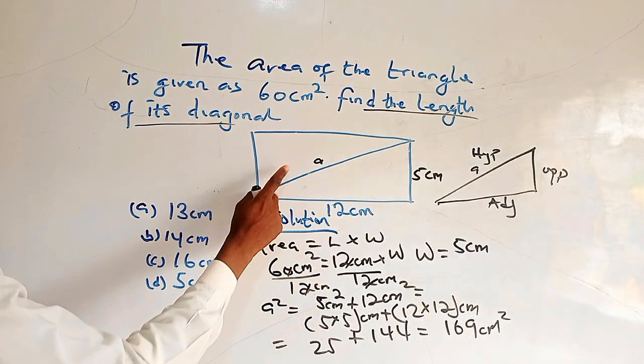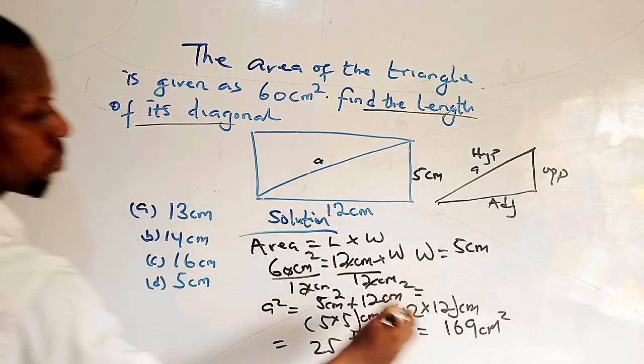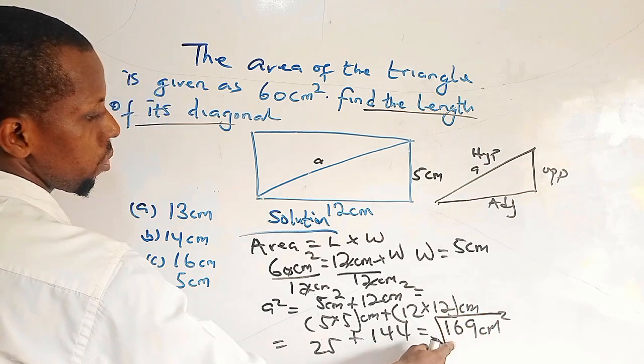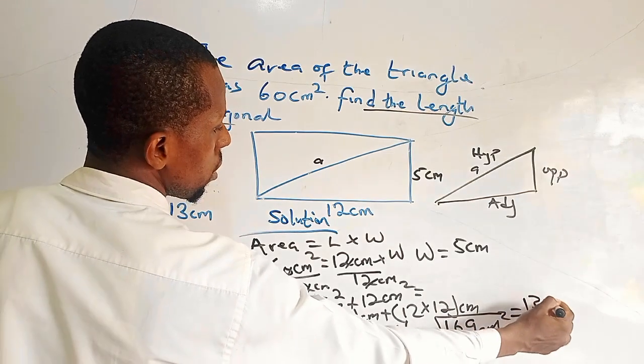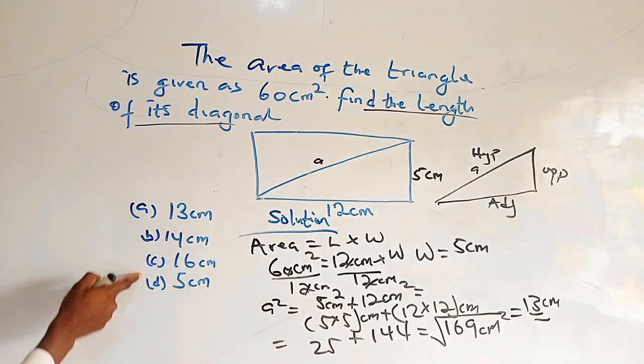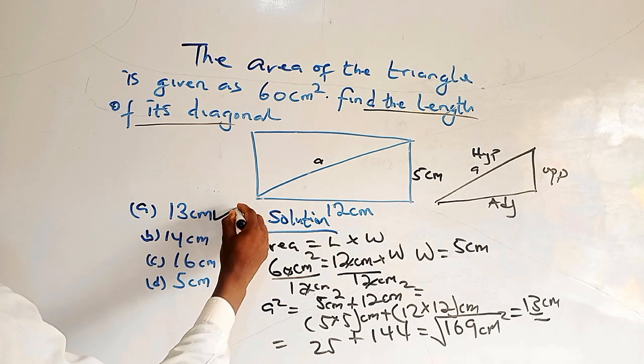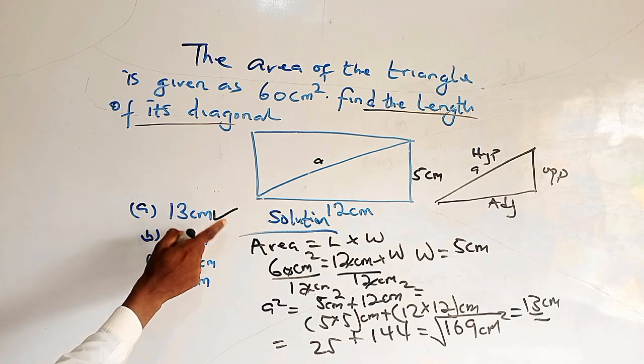Okay, so to now get what A stands for, we look for the square root of 169, which is 13 centimeter. So from these four options given to us, this is the best answer, which is the length of its diagonal.